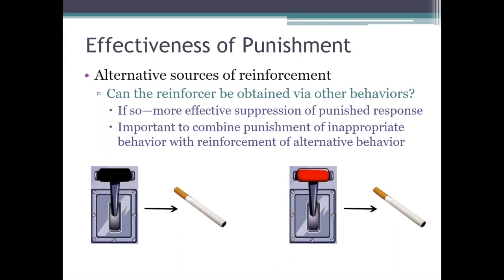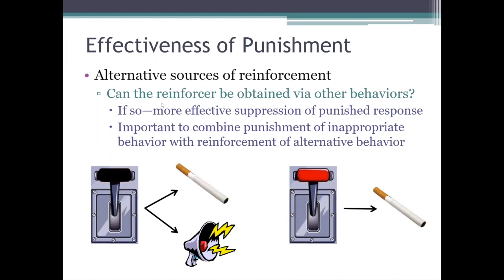And the smokers did learn to pull both levers, but then pulling one of the levers also started getting punished by a loud, annoying noise. Okay, so it would still produce the reinforcers. Pulling that lever would still produce cigarettes, but now it's also producing this punisher. It's producing this loud, aversive, buzzer type noise.